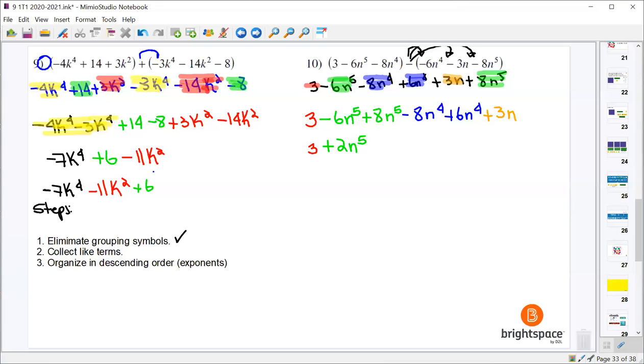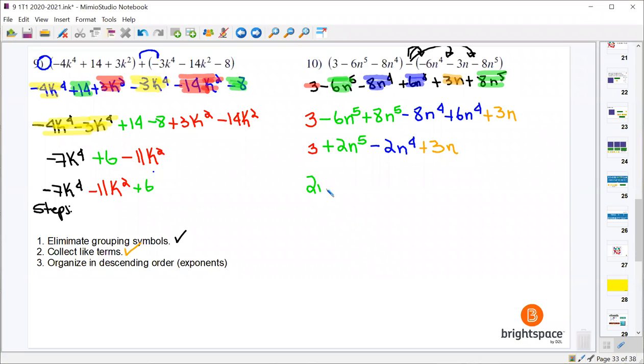And then let's turn to blue. Negative 8n to the 4th plus 6n to the 4th. Positive or negative? Negative. Negative 2n to the 4th power. And then let's go to the orange guy. And the orange guy is saying, well, there's no operation I can do with another term that is alike, like me. Now, I finish collect like terms. Then it says organize in descending order, and we were talking about exponents.